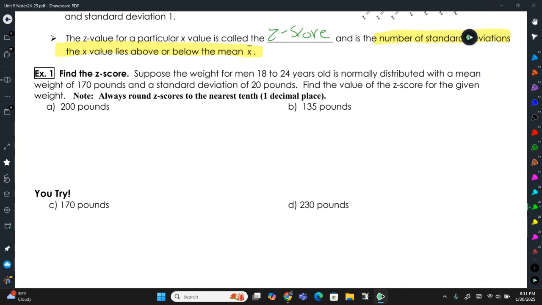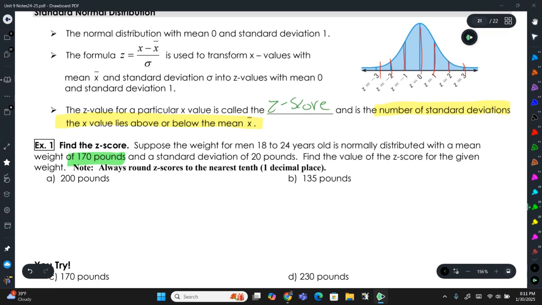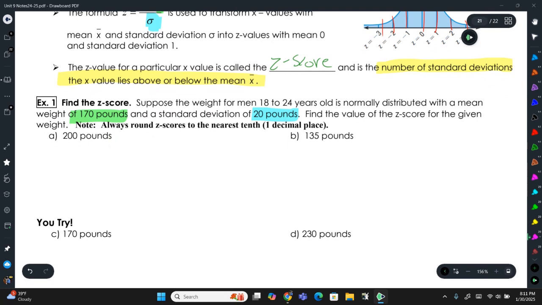So it says, suppose the weight for men 18 to 24 years old is normally distributed with a mean of 170. So that's the x bar in this formula, and a standard deviation of 20 pounds. That is lowercase sigma. Find the value of the z-score for the given weight. And for us, we're going to round the z-scores to the 10th place or one decimal place. You will see some teachers will do 2 or 3 decimal places. We're just going to do 1.